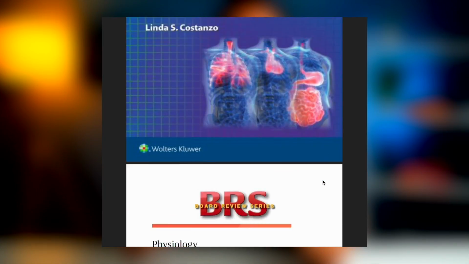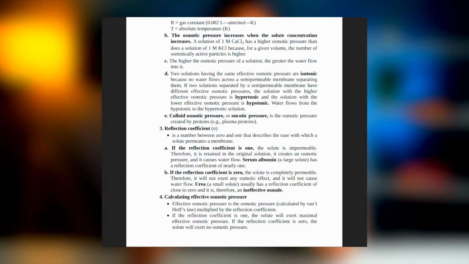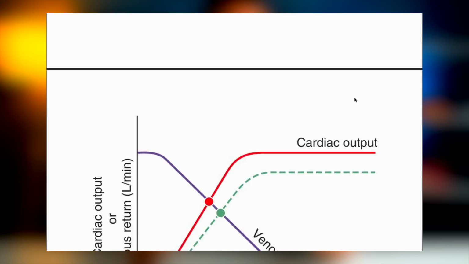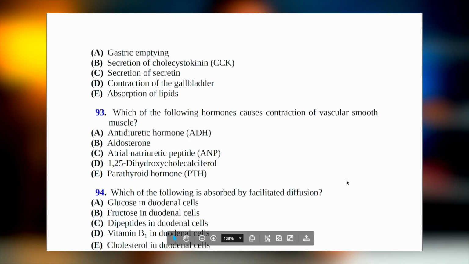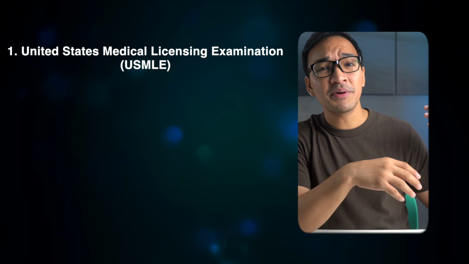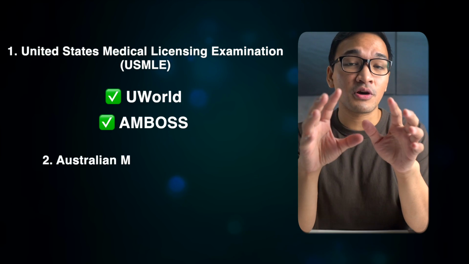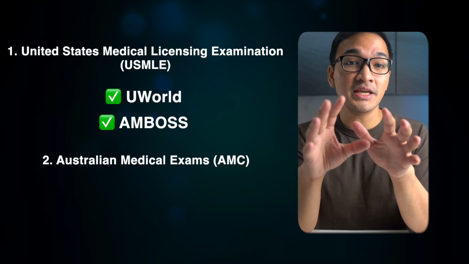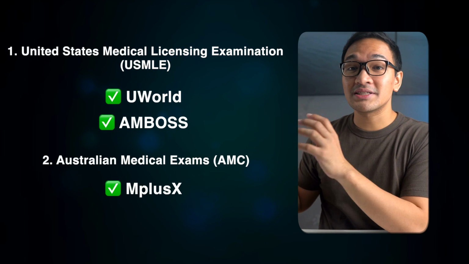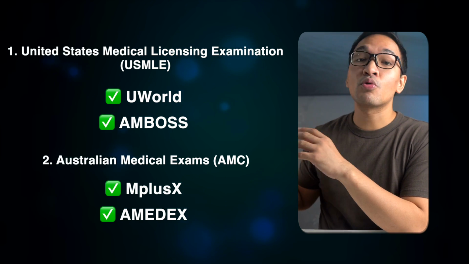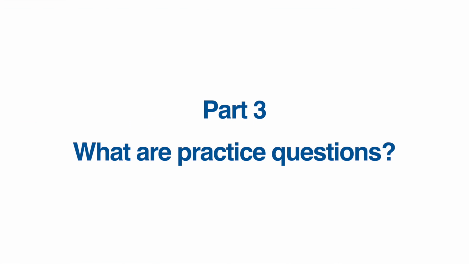Another way is to look for review books such as the board review series of books like BRS Physiology, which has end of chapter questions and a 100-item comprehensive exam at the end of it, complete with detailed explanations. If you're studying for the USMLE, for example, you can pay for a subscription to UWorld or AMBOSS, and if you're preparing for the Australian medical exams or the AMC, you can subscribe to M+X or AIMEDX to have more practice questions.